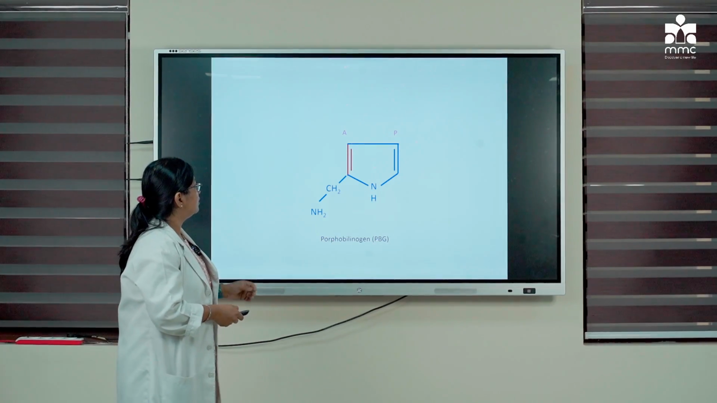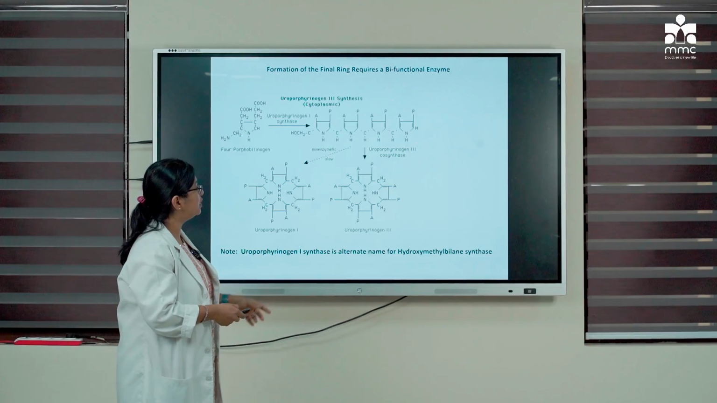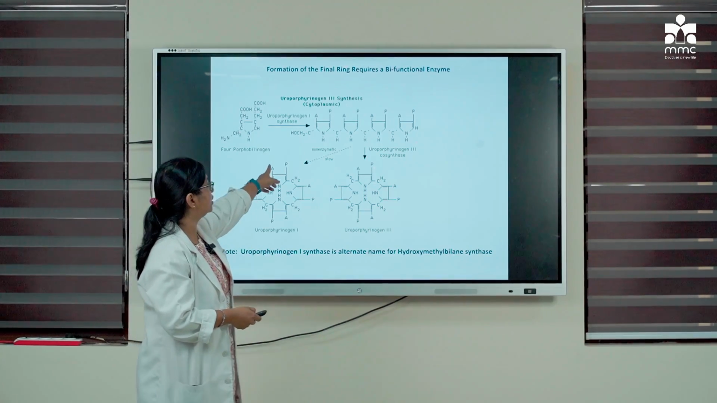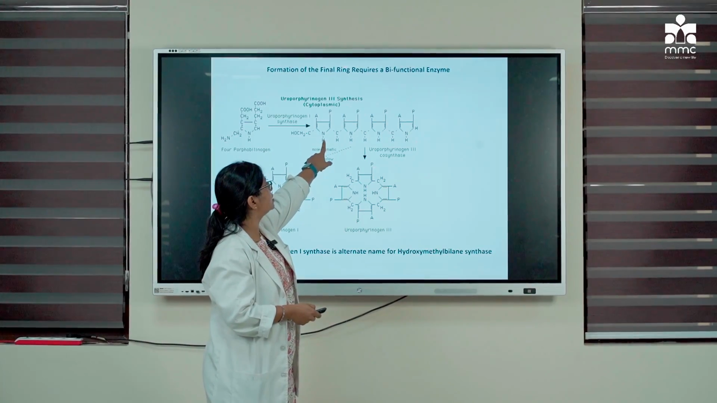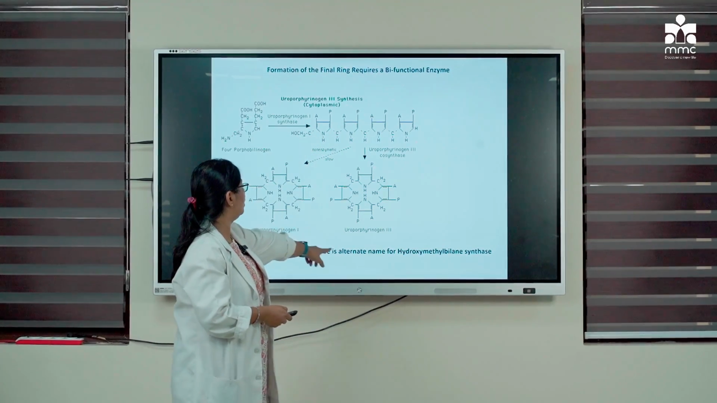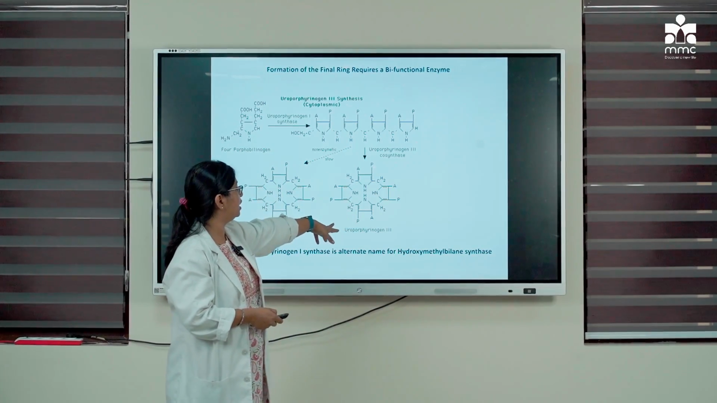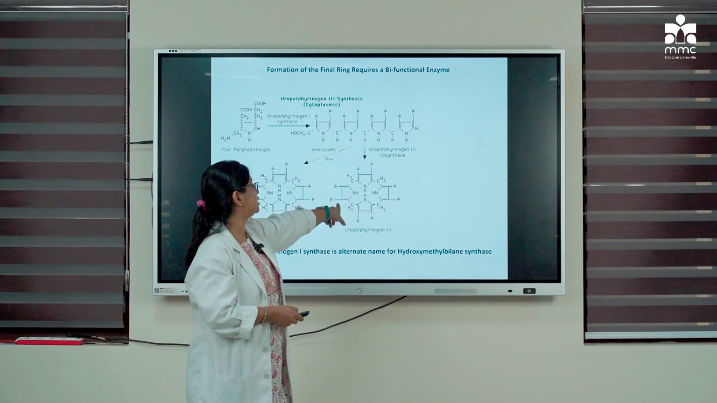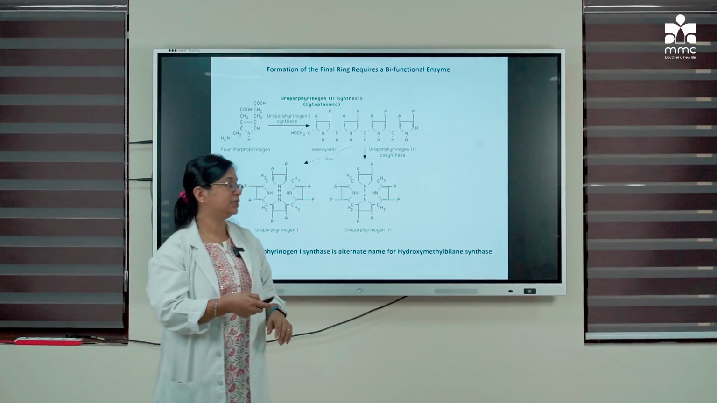So, as I was telling, now this is the porphobilinogen, the ring structure. 4 of this ring structure join together to form a linear tetrapyrrole, which is also called hydroxymethyl bilane, which is going to be immediately converted into the cyclical structure, that is uroporphyrinogen 3.